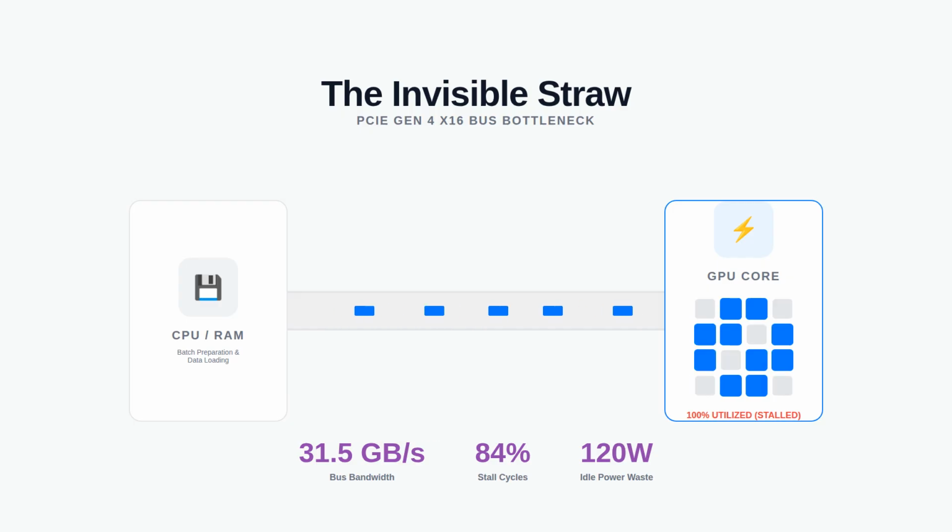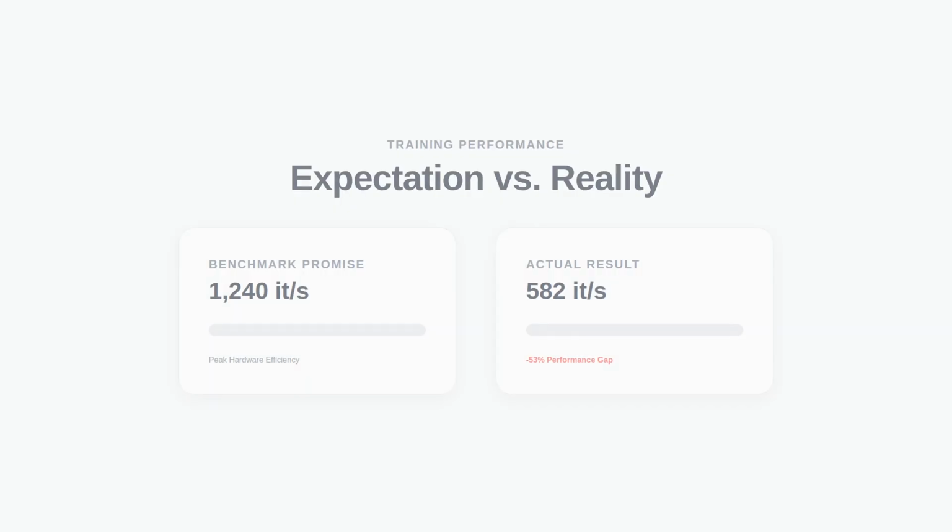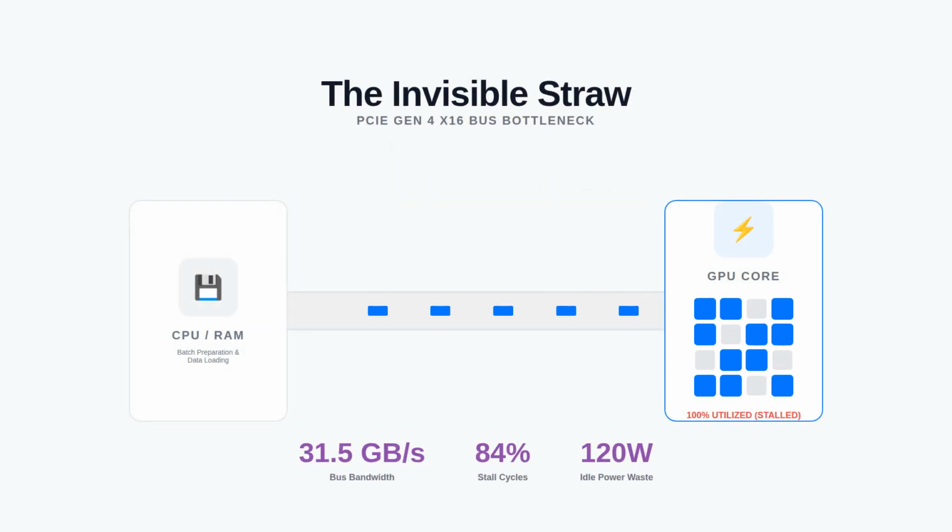over the bus. When we audit hardware performance, we have to look past the surface level metrics provided by basic task managers. We need to look at the invisible straw connecting your CPU to your accelerator. If that straw is clogged, your high-end silicon is just an expensive space heater. Today, we're tearing down the telemetry to find out where your FLOPs are actually going.